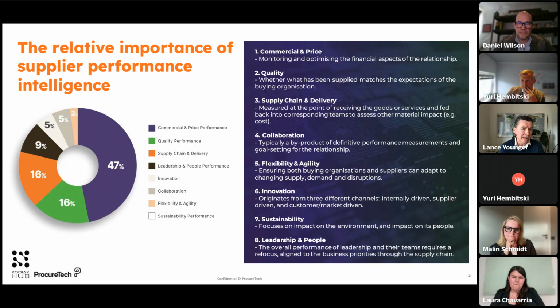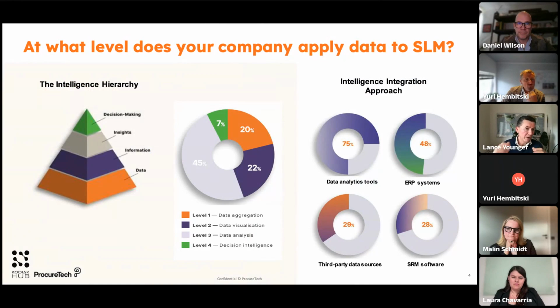And then how does that data come together as well? We look at data across 4 different levels, or call it the intelligence hierarchy of data. Where at the base level, you've got data and data aggregation. The next level, you've got data visualization and information. Then you've got data analysis and insights. And then finally, decision intelligence and decision making. And as you see here, the majority of organizations are working at that level 3 around data analysis as well. And the decision intelligence, the peak of the hierarchy, is a little way off at 7%.